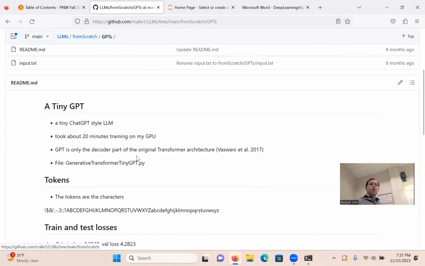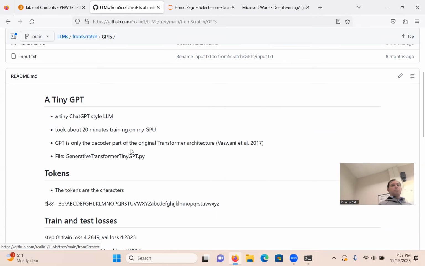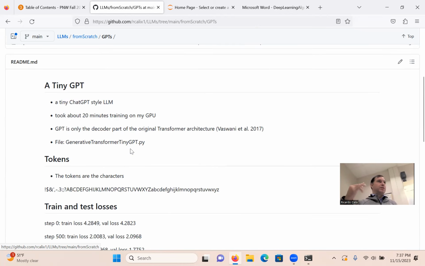Now, let's just go over some ideas of this, and then obviously, probably next time we meet, we'll code this up, okay? So, a Tiny GPT style LLM. This took me about 20 minutes training on my GPU. So if you're going to do this on a CPU, be ready for an overnight kind of thing. I didn't actually do it, so I don't know on a CPU, but it'll take a while. If you have a GPU, then you're in luck.